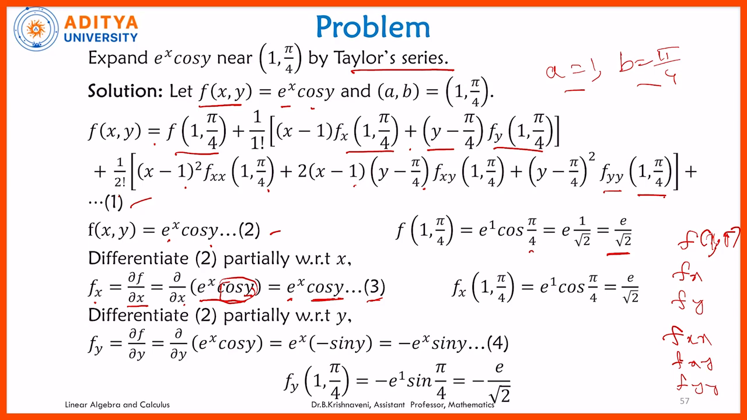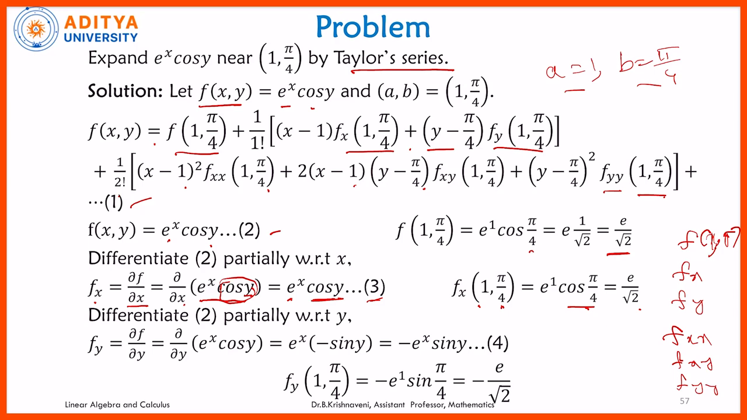Now find out fx of (1, π/4). Substitute x equal to 1, y equal to π/4 in fx. So, that gives e^1 into cos(π/4), which is equal to e by root 2, because cos(π/4) value is 1 by root 2.